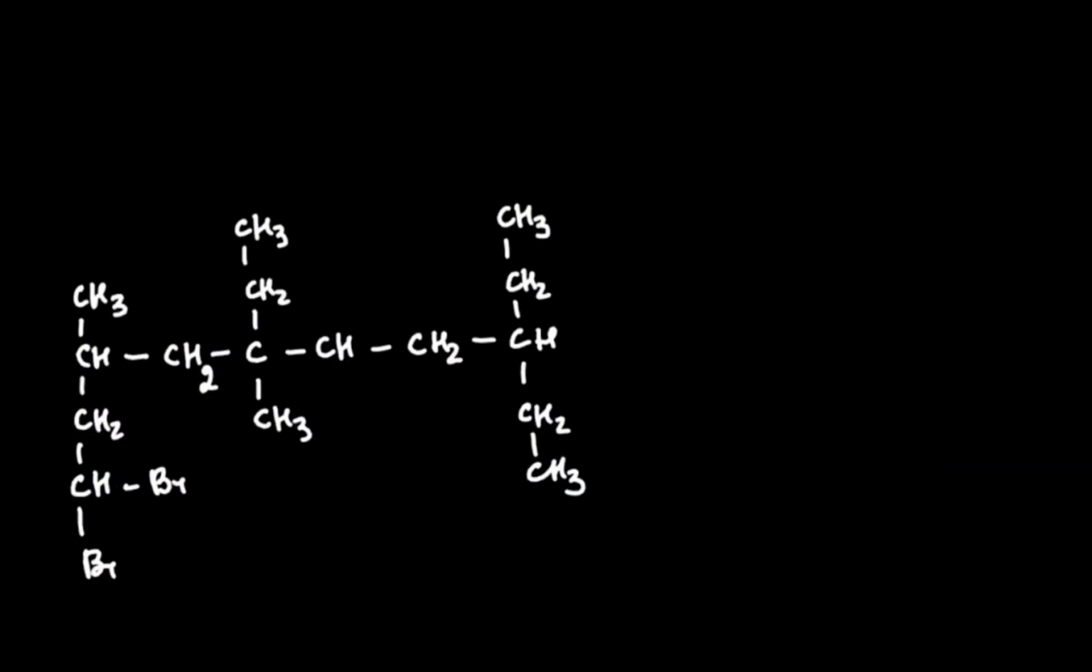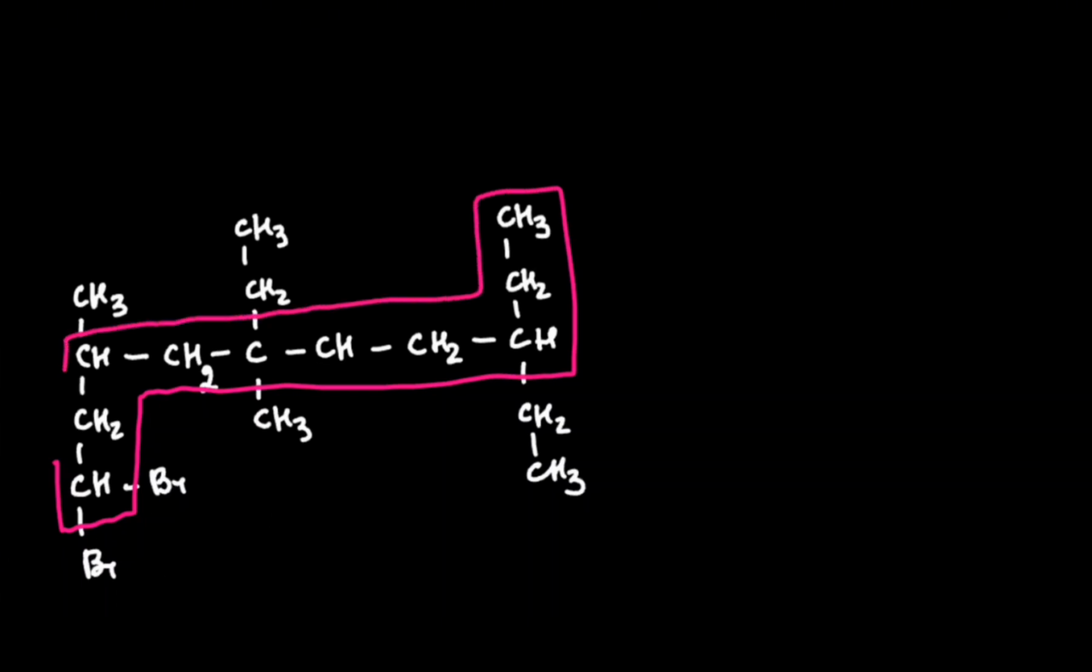The last example, you can try it yourself and then check the answer. So first, mark the longest chain, it should be 10 carbon atoms, and identify the substituents. Then draw the skeletal formula from the main chain, and finally add the substituents.